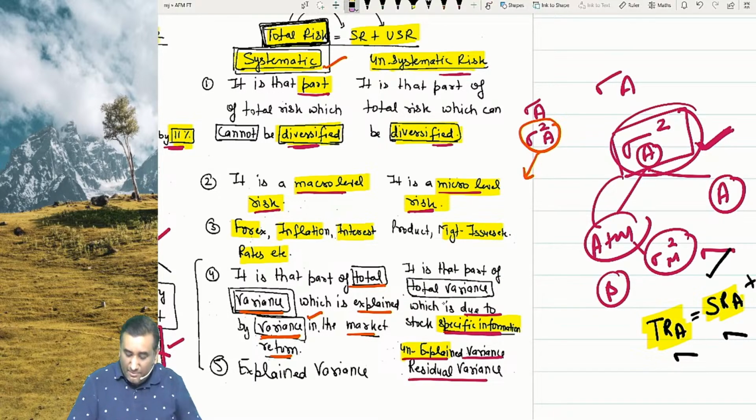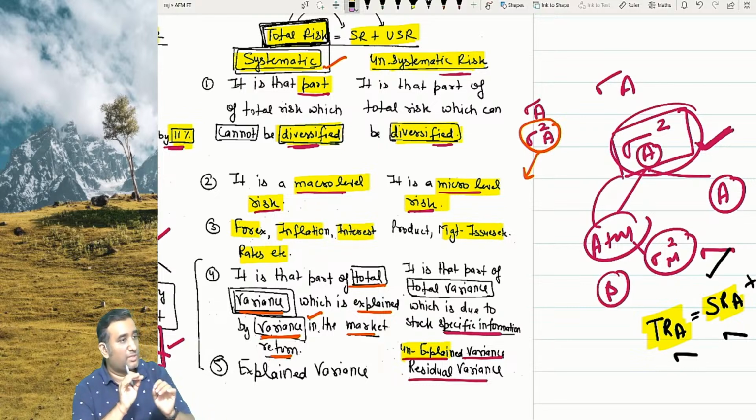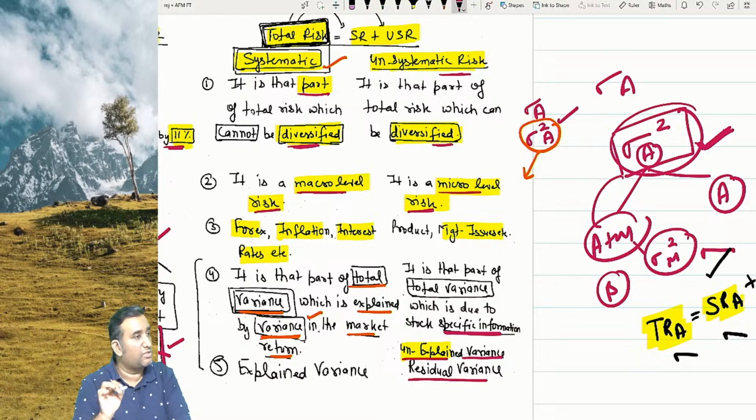Unsystematic risk, it is that part of total variance which is due to the stock specific. Unsystematic risk we cannot calculate. Unsystematic risk is always a balancing figure. Could be a possibility in your exams he gives the data and he says unsystematic risk is this, and you start wondering how did he calculate. He did not calculate. He can calculate. Can he calculate standard deviation square of A? Yes, that's called total risk of A.